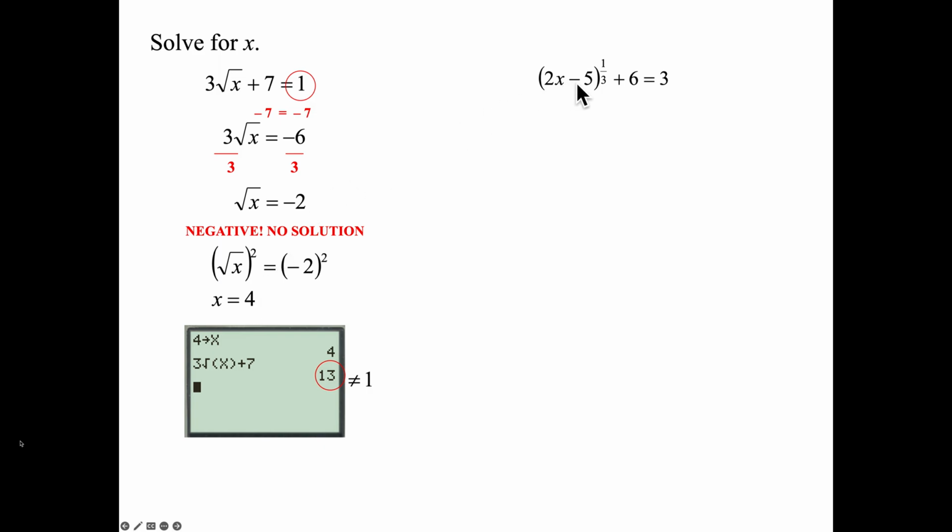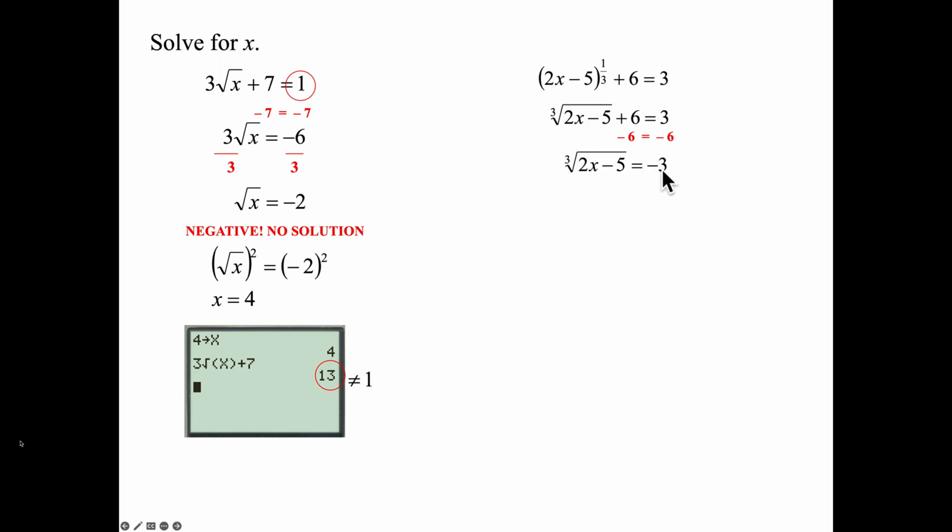All right, next example. Here's that fractional exponent. That's a radical. So the denominator is your root number, so we're going to change that to the cube root. The 1 is the power on this binomial, which we don't need to raise it to the first power. So we have the cube root of 2x minus 5, plus 6 equals 3.